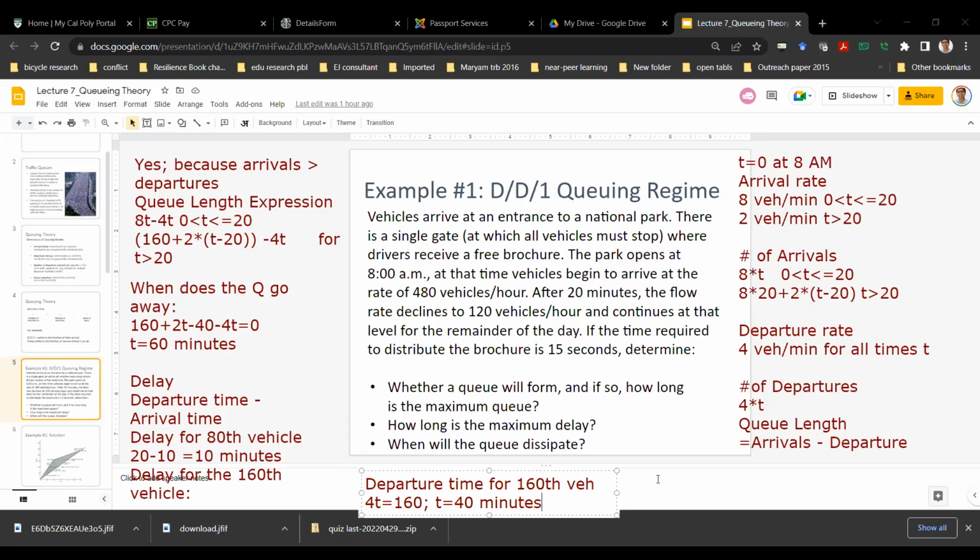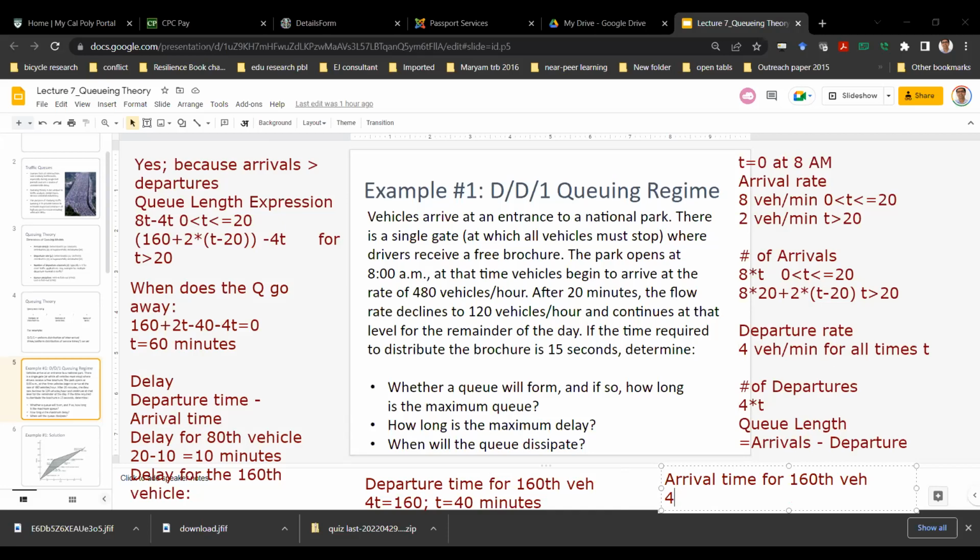And similarly, I can do the arrival time for the 160th vehicle. We know already that it is, no, not 4t, it will be 8t equal to 160. That means t equals 20. So the max delay is 40 minus 20.